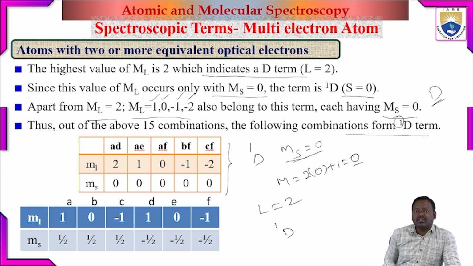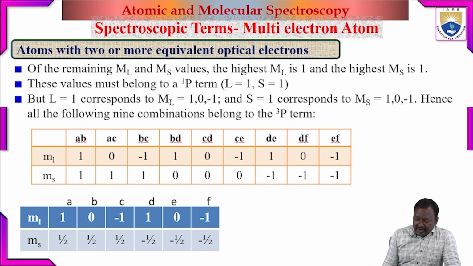And the remaining terms, the remaining combinations: there are 5 states having the 1D term. Okay, let us see the remaining combinations apart from those 5 states.